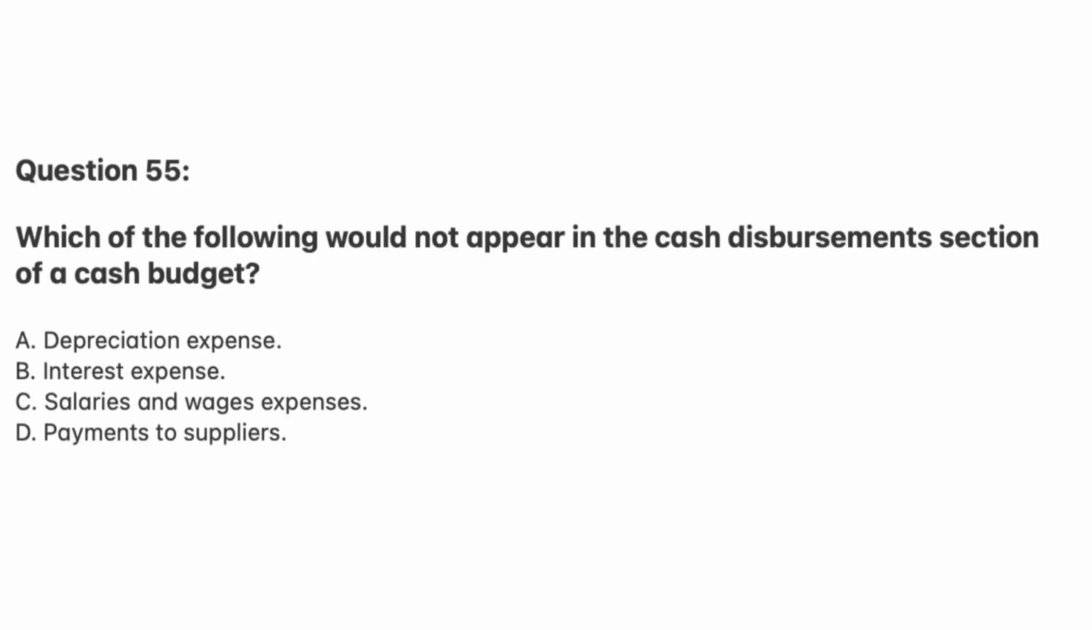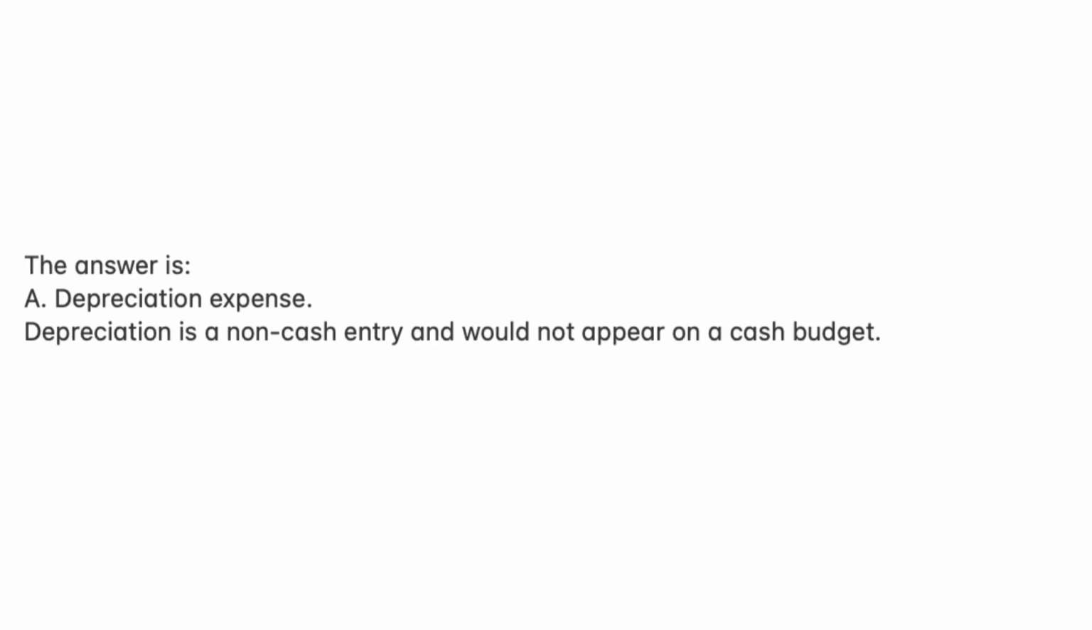Question 55. Which of the following would not appear in the cash disbursement section of a cash budget? A. Depreciation expense. B. Interest expense. C. Salaries and wages expenses. D. Payments to suppliers. The answer is A. Depreciation expense.